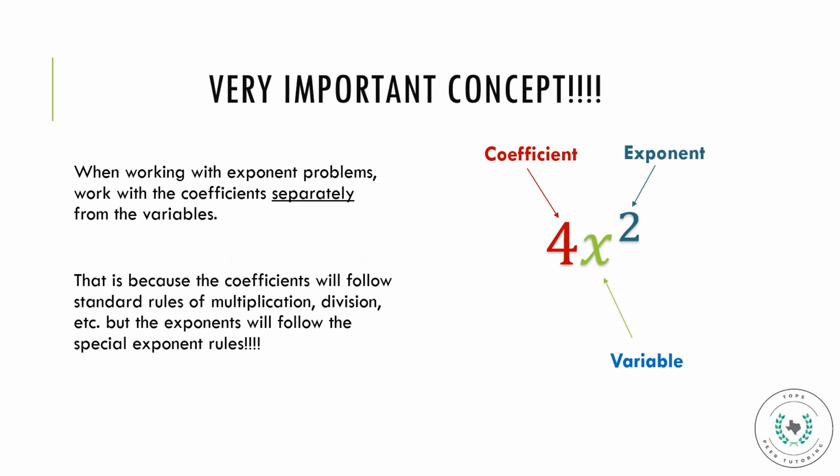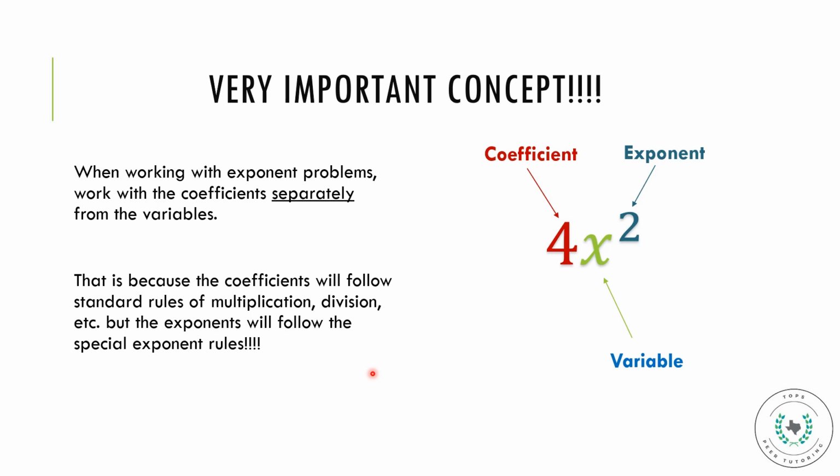Now, little break from the math for this slide, because this is a very important concept. You can tell by how many exclamation points there are. So, when you're working with exponent problems, you want to work with the coefficients separately from variables. The coefficients are the numbers, the real numbers, that are attached to the variable. This is because coefficients will follow the standard mathematical rules of multiplication, addition, subtraction, etc. But the exponents are going to follow, as we just discussed, their own special exponent rules.